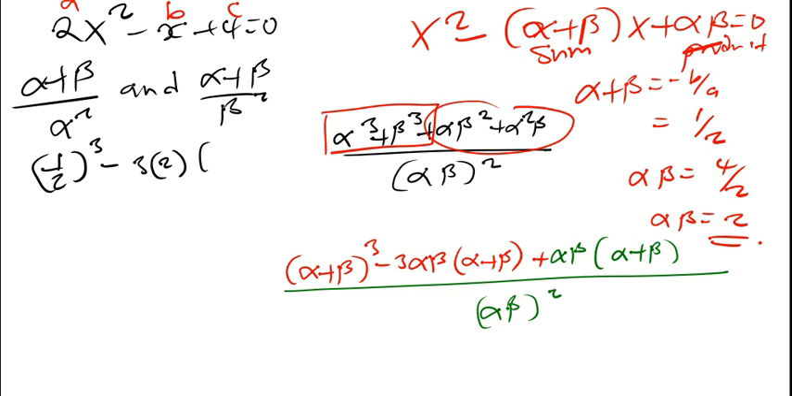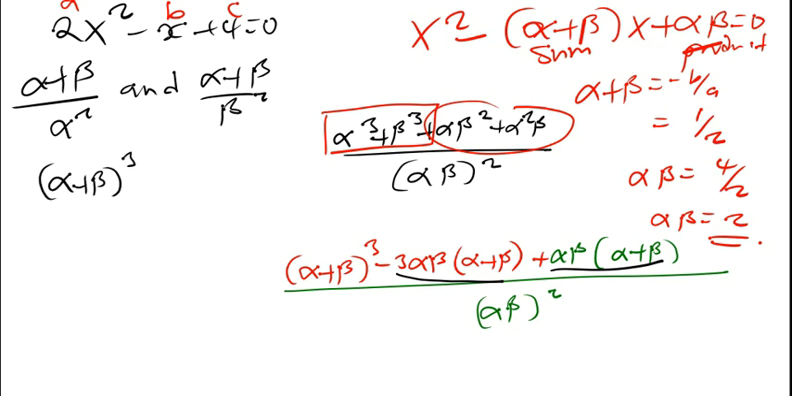In fact, why are we wasting time? This is not wrong, but I'm wasting time. These two can be added. So it will be negative 2 alpha beta, open brackets, alpha plus beta.